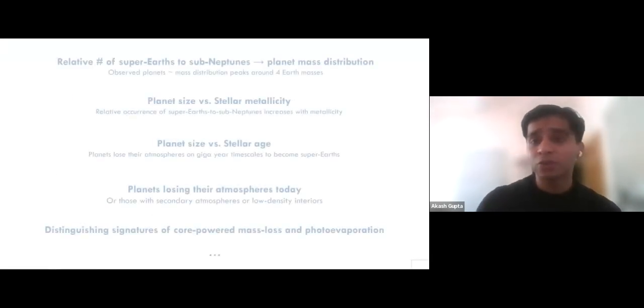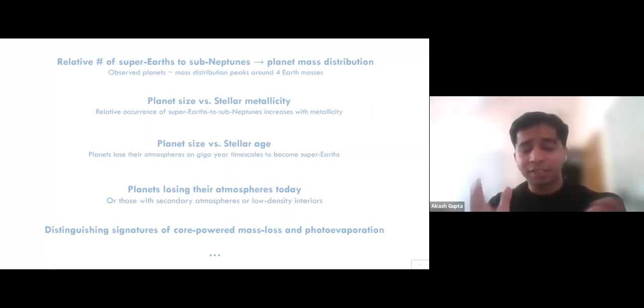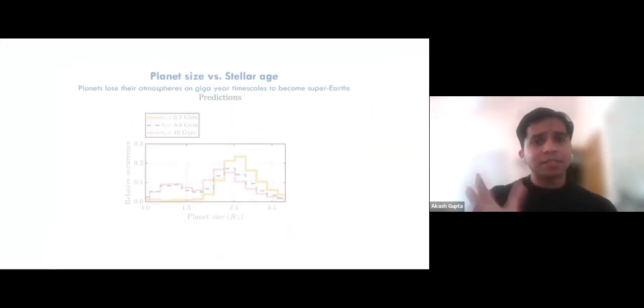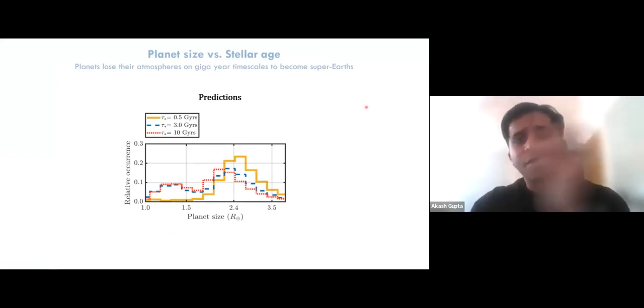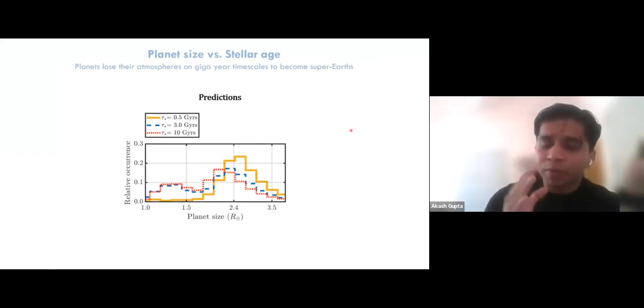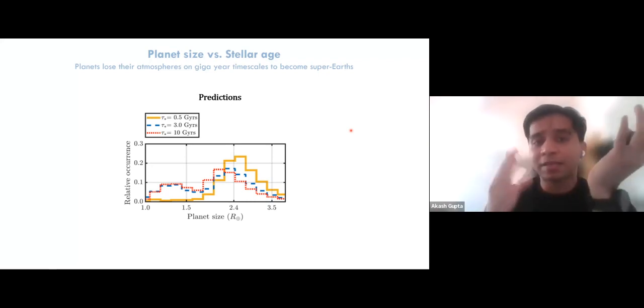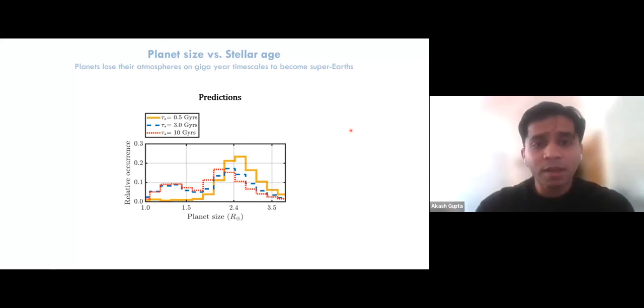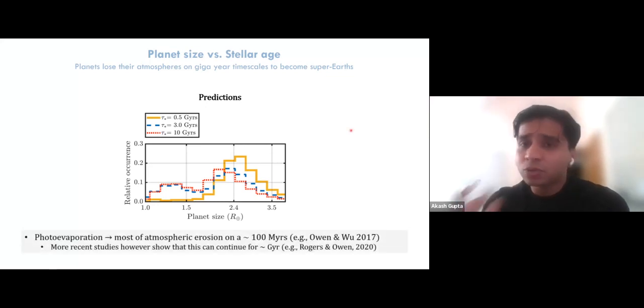We can use similar ideas to explore a number of other aspects of planet demographics, and I'm happy to talk about any of these if you might be interested. But let me just end with one last example, where we also explored how the planet distribution changes in this planet-size stellar age space. What we basically found is that planets lose their atmospheres on gigayear timescales to become super Earths, which is what you're seeing in these plots, where the yellow curve shows young planets younger than 1 gigayear, whereas the red and blue curves show planets older than 1 gigayear.